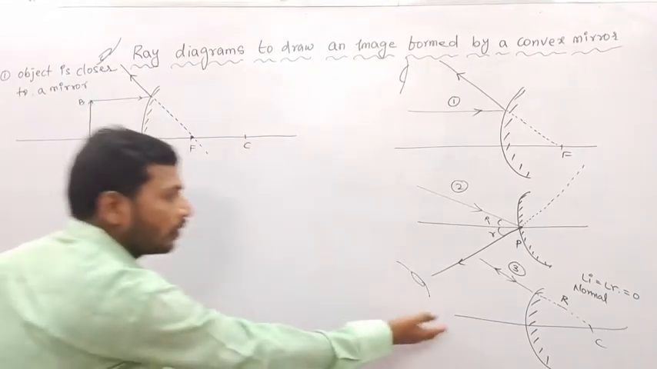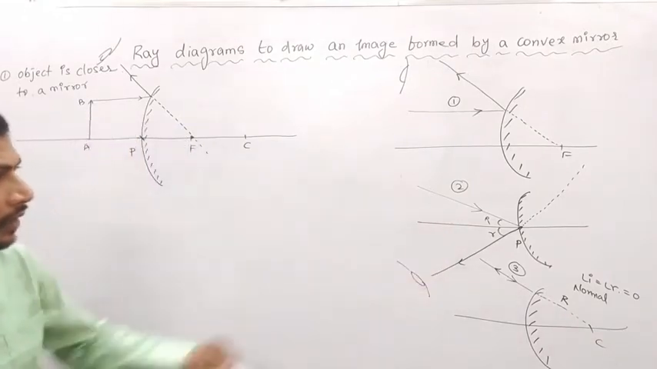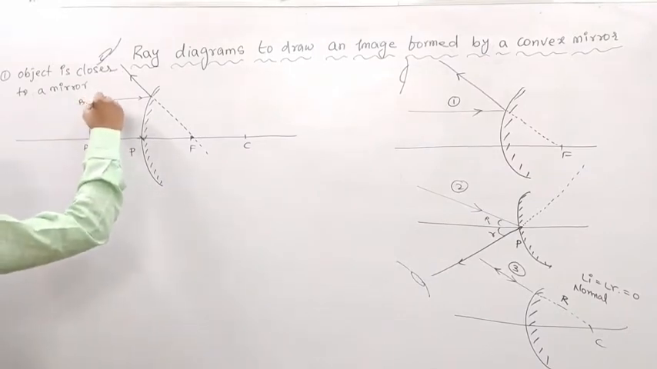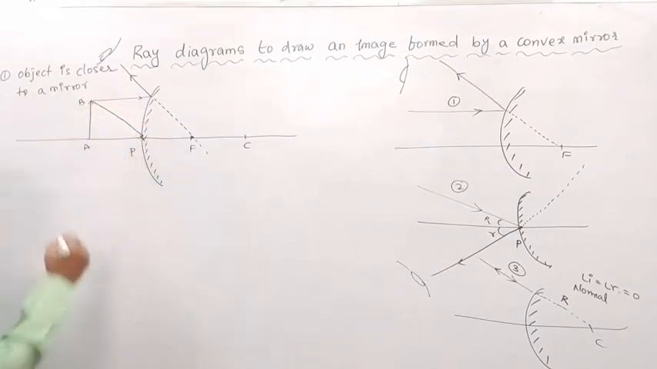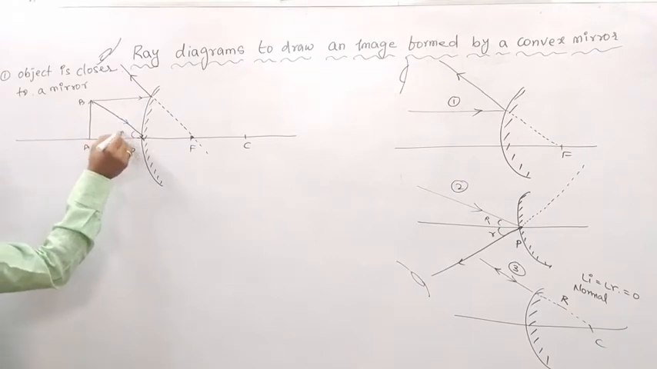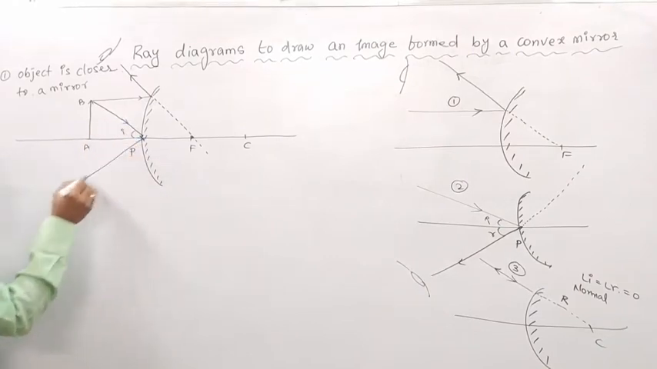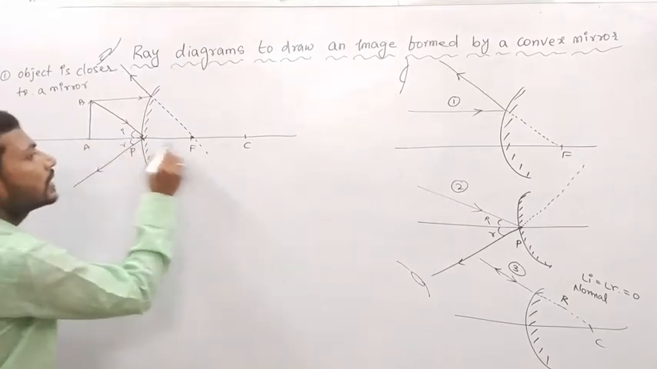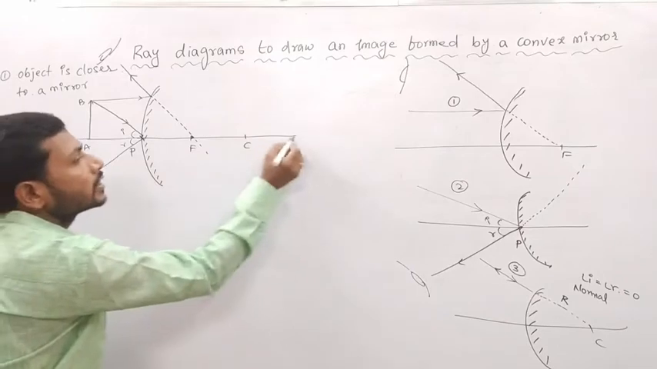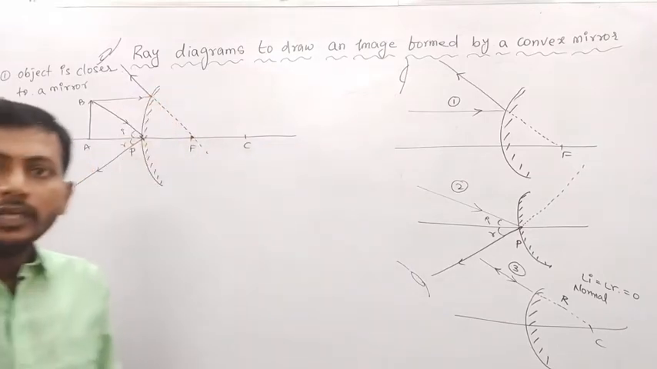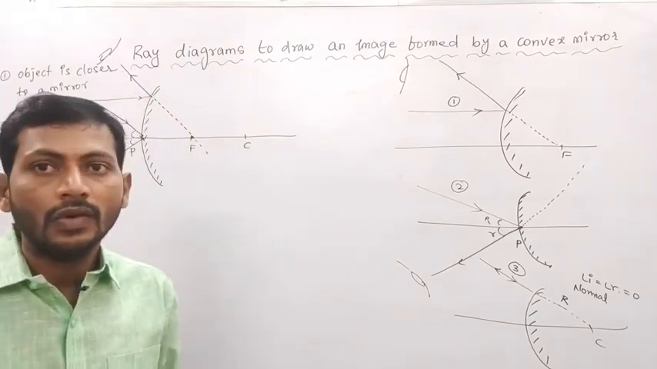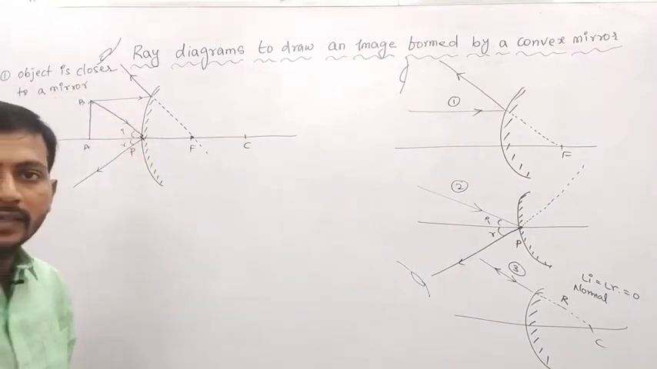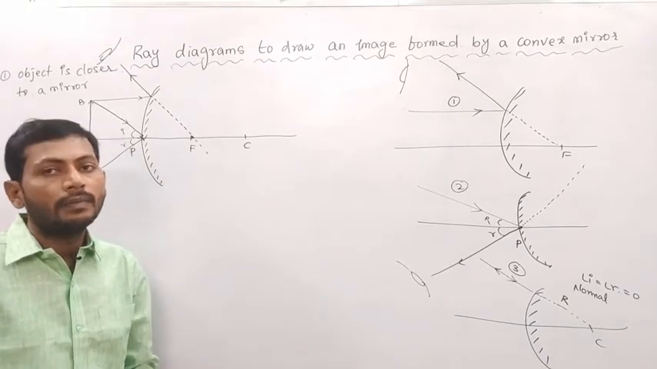That rule is also applicable. Otherwise, children, this is the second rule: I am going to take a ray falling at the pole. If it is falling at the pole, we know that angle I equals angle R. Everywhere angle I equals angle R only, but here the normal is the principal axis because it is passing through the center of curvature. We know that the tangent to the surface makes 90 degrees with the radius. This thing we already discussed in the previous class.